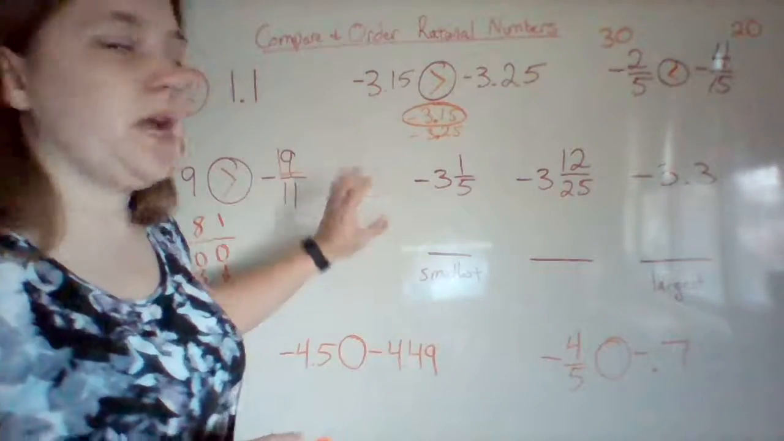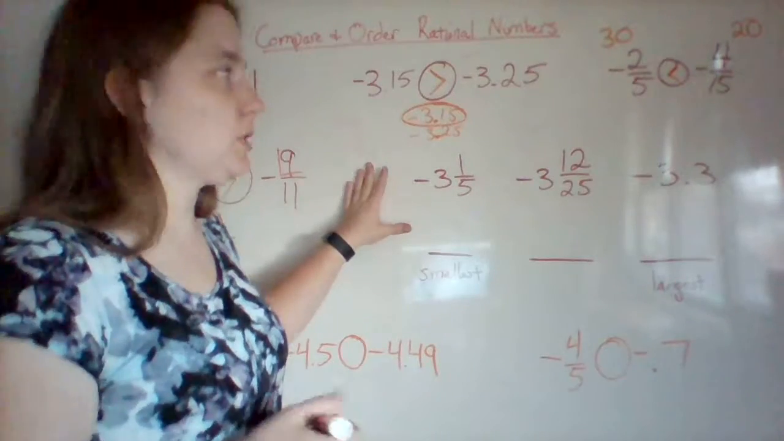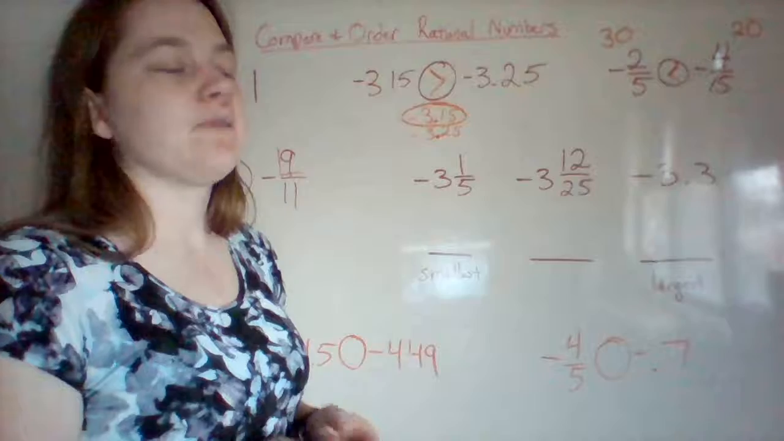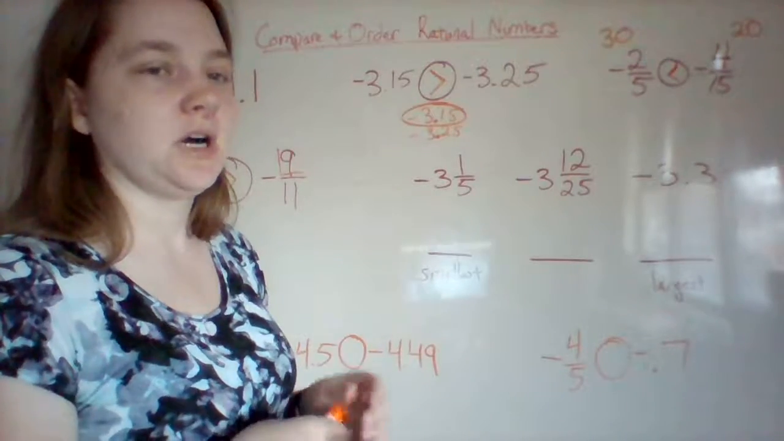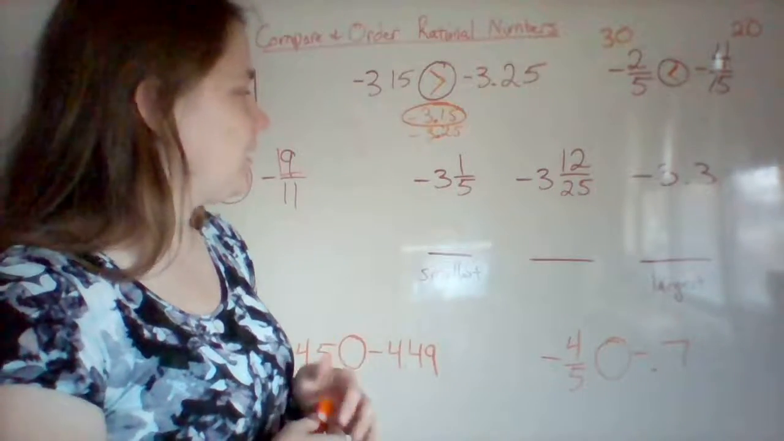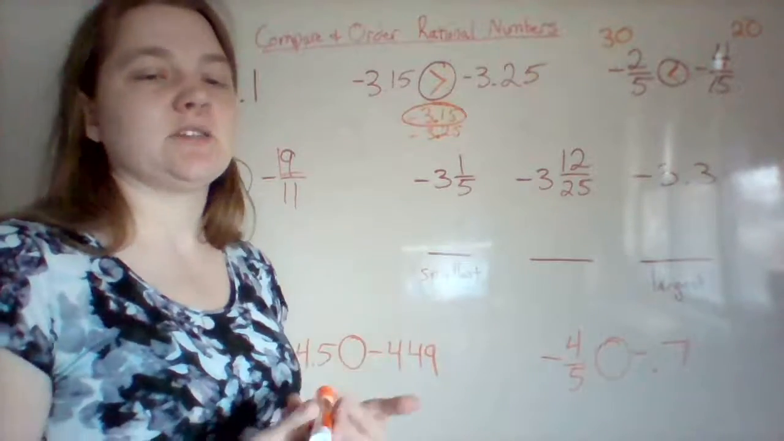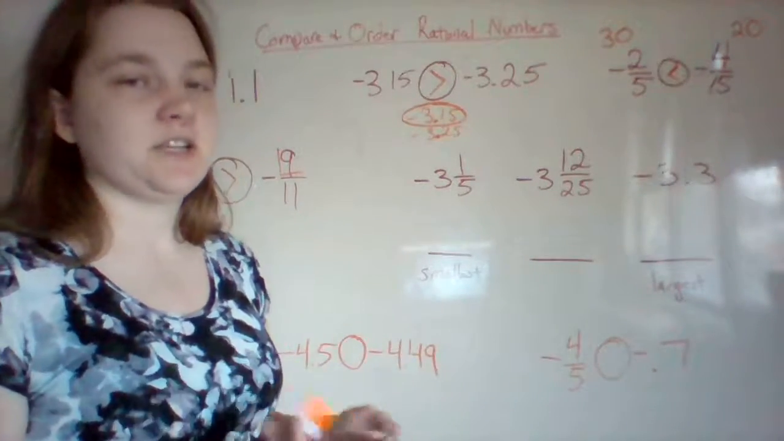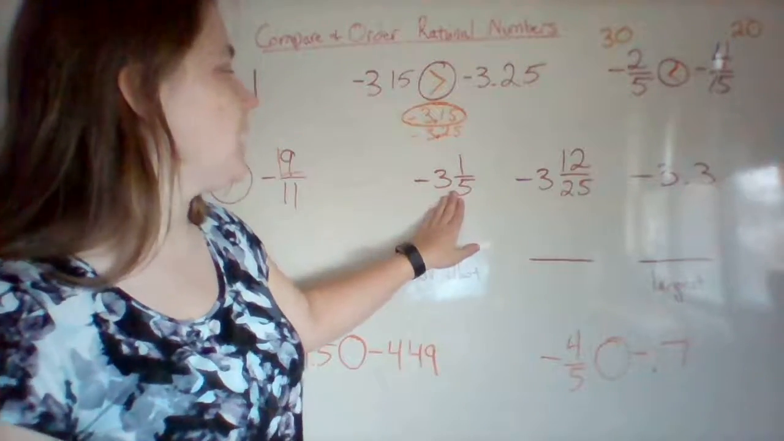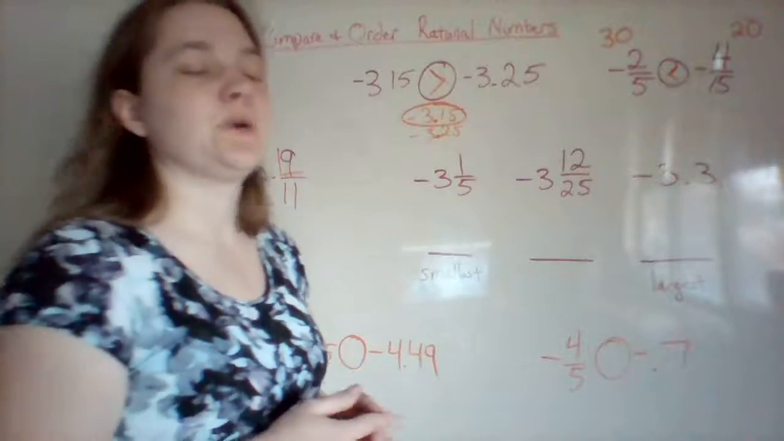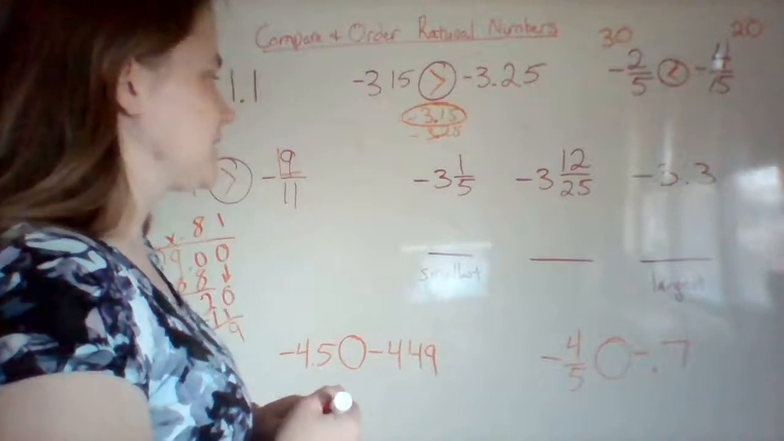Now, we've done a lot of comparing. We're going to look at one example of ordering rational numbers because it's pretty much the same thing. You just have to make sure that all of the numbers are in the same type. So I have two fractions and a decimal, but it's a lot easier to compare decimals than to compare fractions. So I'm going to convert negative 3 1/5 and negative 3 12 over 25 into decimals.